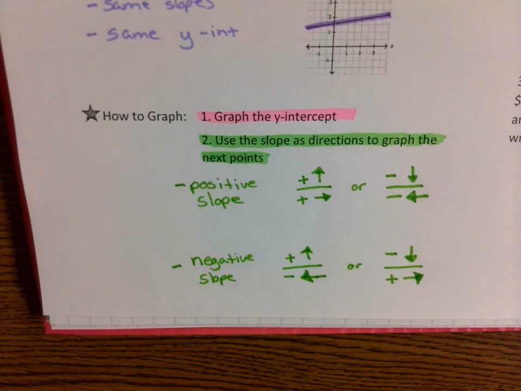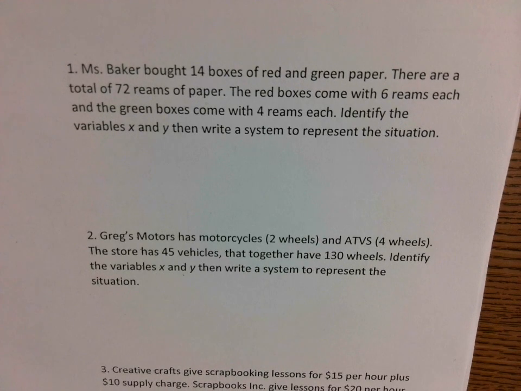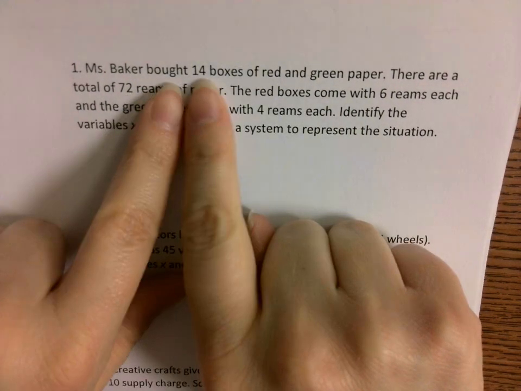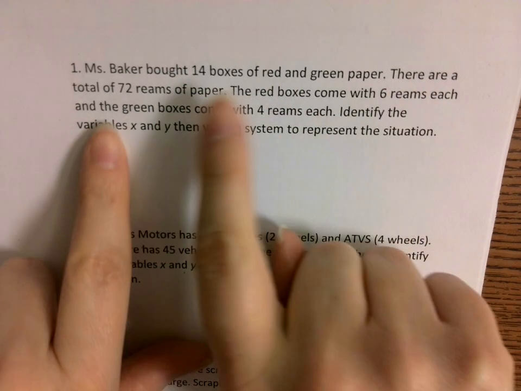All right, let's go ahead and take a look at the next slides, those slides off to the right. Mrs. Baker, so we're going to start off with just going ahead and translating, writing these systems. Mrs. Baker bought 14 boxes of red and green paper. There are a total of 72 reams of paper.